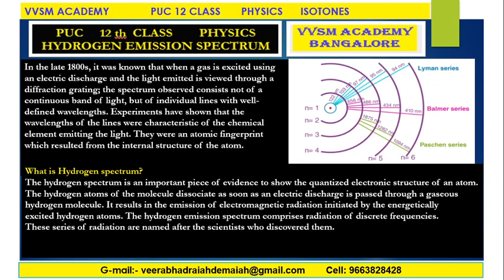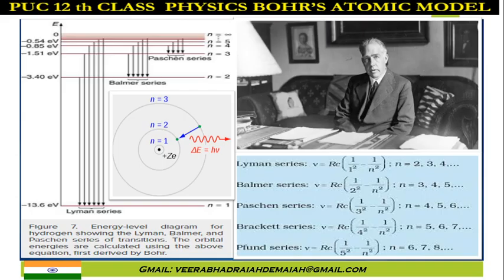When n is equal to 1, you will get the Lyman series. When n is equal to 2, you will get the Balmer series. When n is equal to 3, you will get the Paschen series. When n is equal to 4, you will get the Brackett series. These are the ways of getting the spectrum of hydrogen. Here is the energy level diagram for hydrogen showing the Lyman, Balmer and Paschen series transitions.